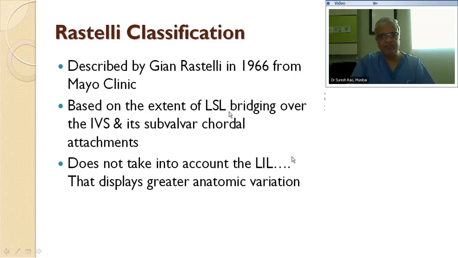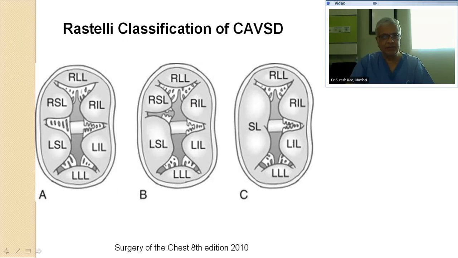inferior bridging leaflet. So as you can see here, this is the appearance of the complete AV canal, the Rastelli type A, B, and C. And please concentrate only on the superior bridging leaflet. Here you have the right part, the left part, which is divided, and there's a lot of chordae attaching to the crest of the interventricular septum.